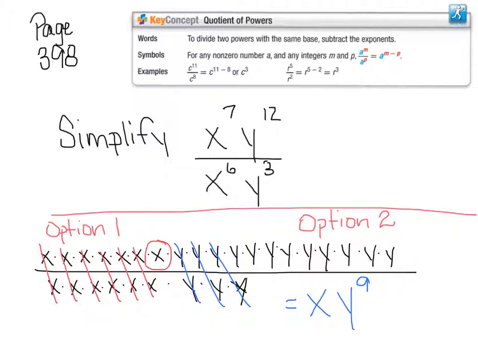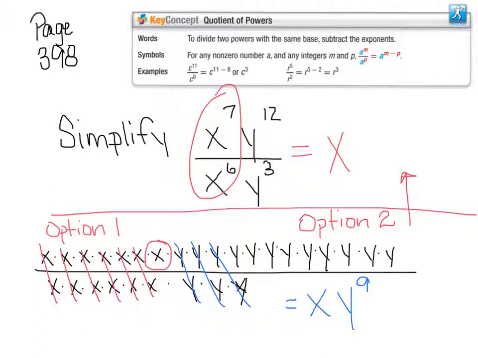Okay, option 2, I'm going to do this up here, and I'm going to show you how to do this using the rule that you've been given right here. According to the rule, to divide two powers with the same base, we simply subtract the exponents. Take a look here where we've got x to the 7th over x to the 6th. Well, according to my rule, I simply subtract those exponents. 7 minus 6 would be x to the first power. And since the 7 is a larger number, we leave that x in the numerator.